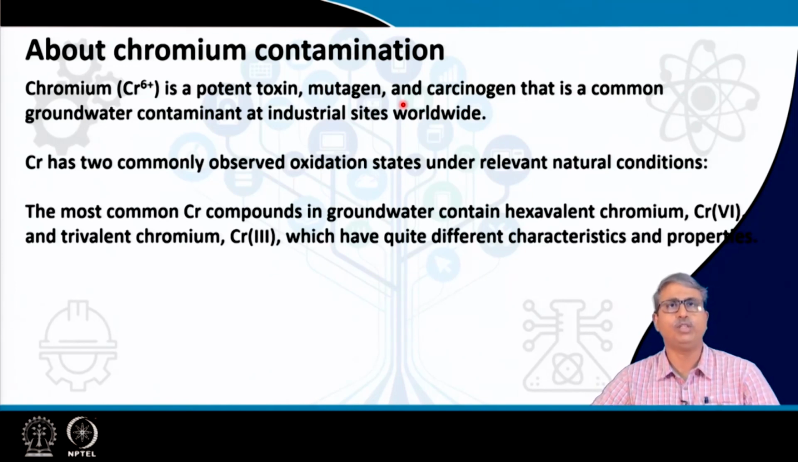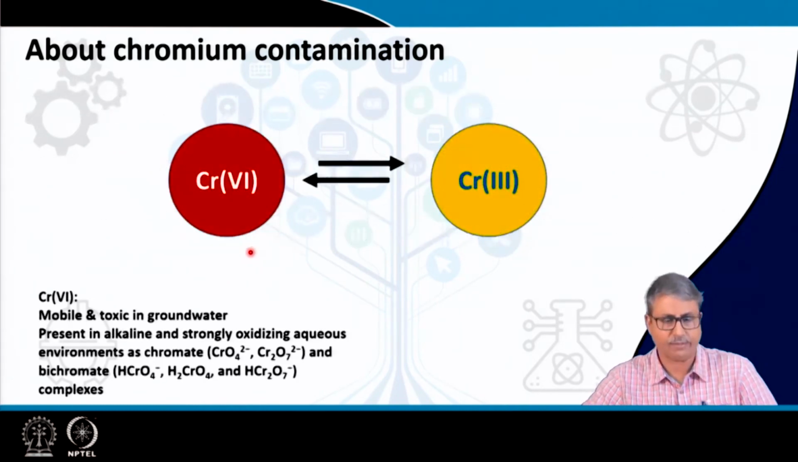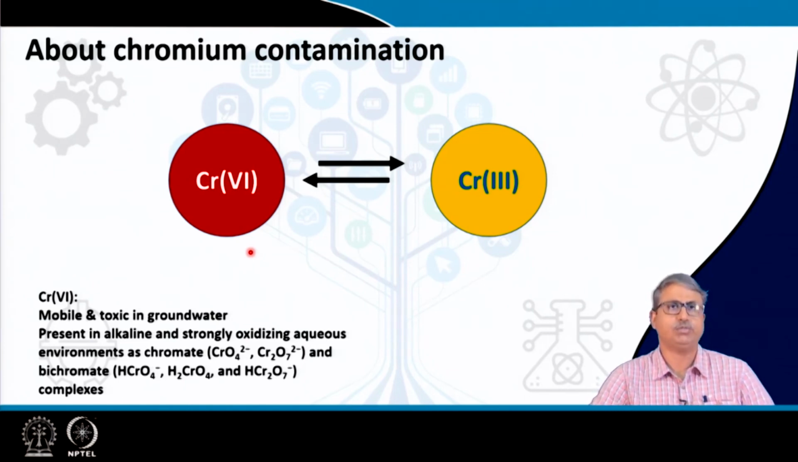Now, it has two commonly observed oxidation states under relevant natural conditions. The most common chromium compounds in groundwater contain the hexavalent chromium, or chromium 6, and the trivalent chromium, that is chromium 3, which have quite different characteristics and properties. So, chromium 6 and chromium 3 are quite unique in the sense that they are both chromium and they are interconvertible, because chromium 6 can be reduced to chromium 3 and chromium 3 can be oxidized to chromium 6.